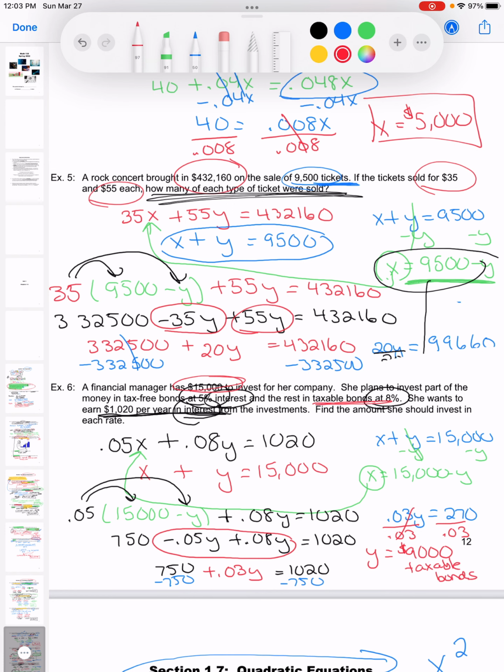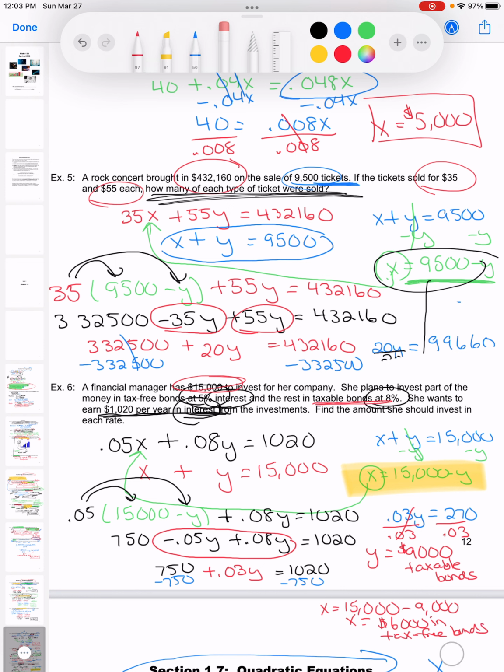I have to see how much I'm going to put in the non-taxable bonds. So remember, total, they were $15,000. I did that solving there. So I would have X is going to be equal to the 15,000 minus the 9,000. So X is equal to $6,000 in the tax-free bonds. That's what they call them. Yep, tax-free.